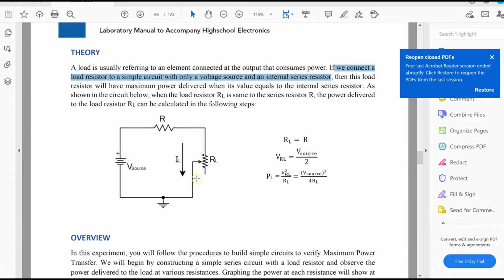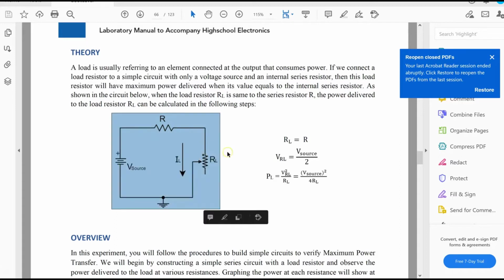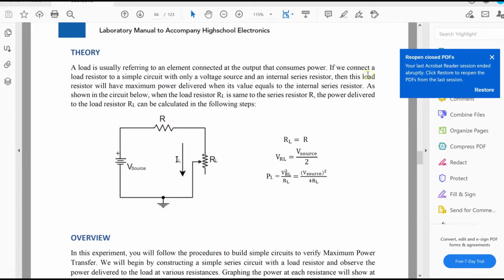This is the schematic symbol for a potentiometer. We are going to vary the load, vary the resistance, and then calculate the power across this load. That's what this experiment is about. This load resistor will have maximum power delivered when its value equals the internal series resistor. If the load resistor value is equal to the internal resistor value, then it receives the maximum power delivered.